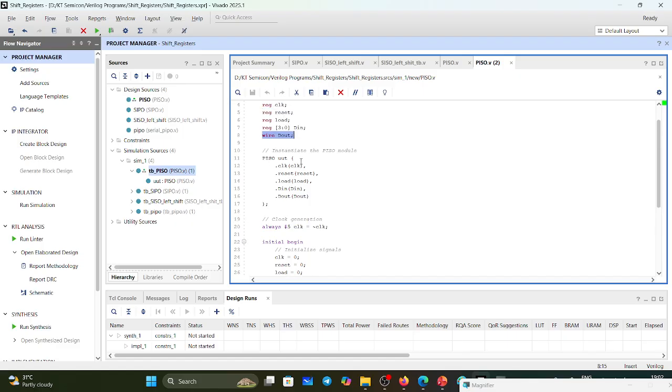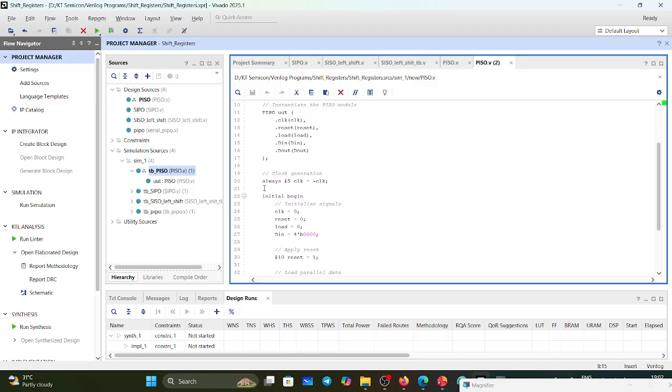So this is connection by name. Whatever the variables outside the bracket are nothing but design inputs and outputs. Whatever the variables inside the bracket are nothing but test bench variables. And next we need to generate the clock: always #5 clock equal to not of clock.